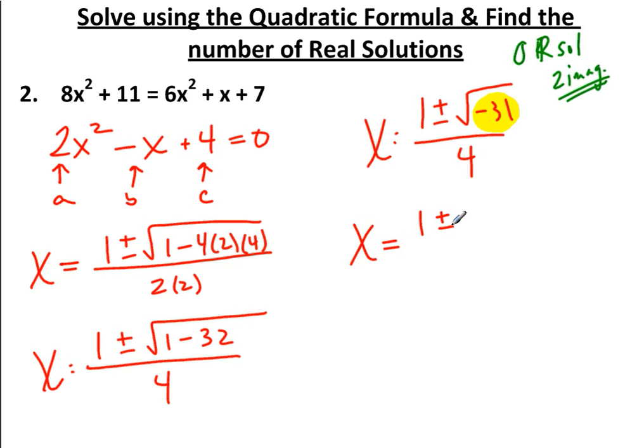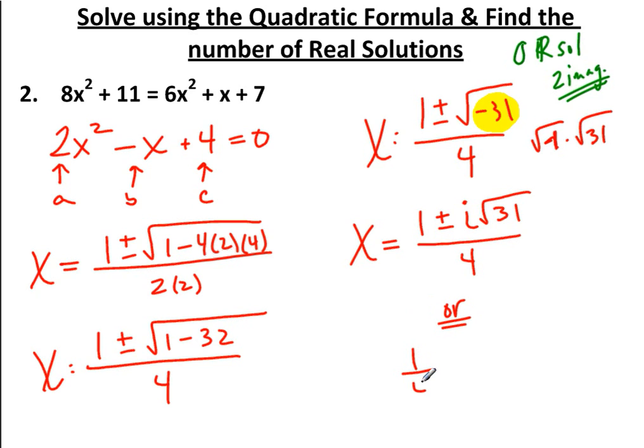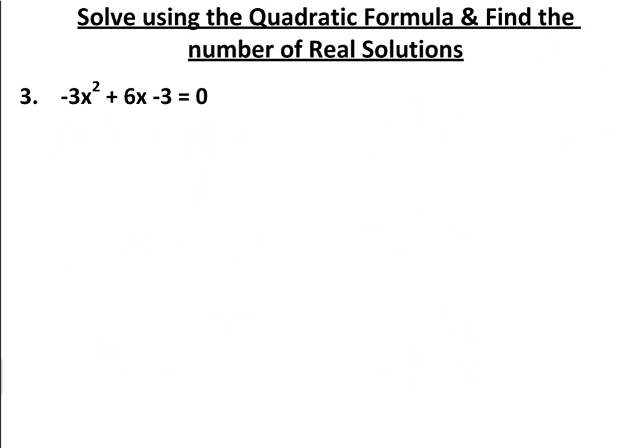1 plus or minus. Okay, to simplify this, if you remember, we're going to pull out that i, because the square root of -31 is just the square root of -1 times the square root of 31. But the square root of 31 doesn't simplify, so I'm going to leave it like that. Now, if you want, you can leave it like this, or some teachers and some students prefer to separate it into 2 fractions. 1/4 plus or minus i root 31 over 4. On a test, I don't care which answer you guys give me. Both are acceptable. Let's go to the last example.